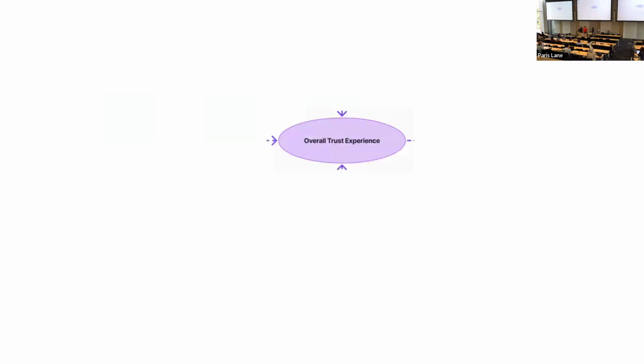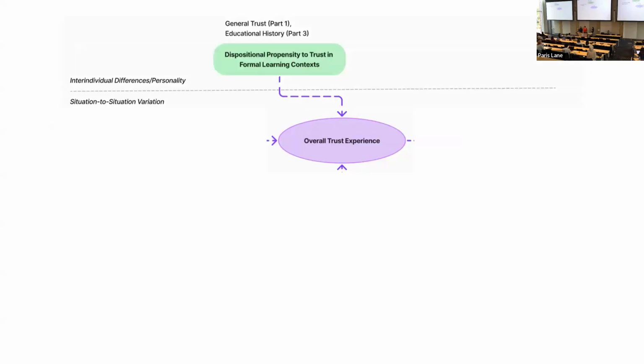So the overall trust experience of a student is influenced by numerous factors. There's what they bring with them, the inter-individual differences in personality, and then there's what is there in the classroom that's part of the situation to situation variation. So what they bring with them is considered their general propensity to trust, that's survey 1, but they also bring their past history and experiences with education and formal learning, that's survey 3.